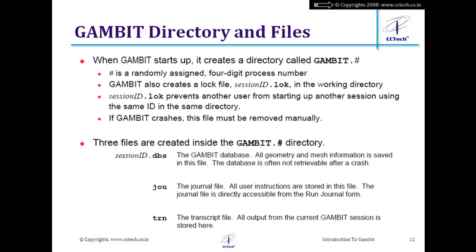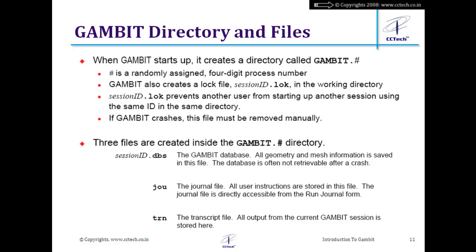In the TRN file, there is something called the transcript window, which I will introduce when we have a look at the Gambit GUI. In the transcript file, all the things which are displayed by Gambit, all the messages, such as volume is created, mesh is created, these many elements are there, and so on, will be displayed in the transcript window. And Gambit stores all this automatically in one file called the TRN file.